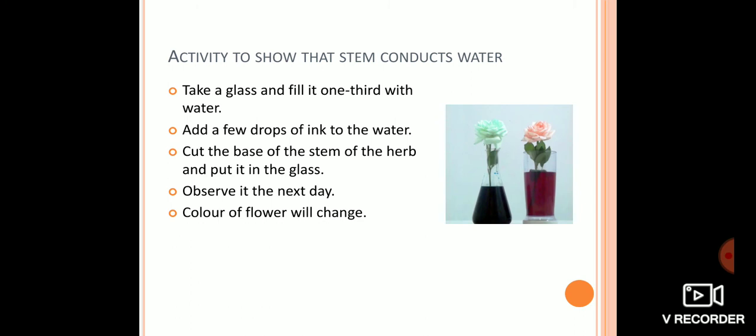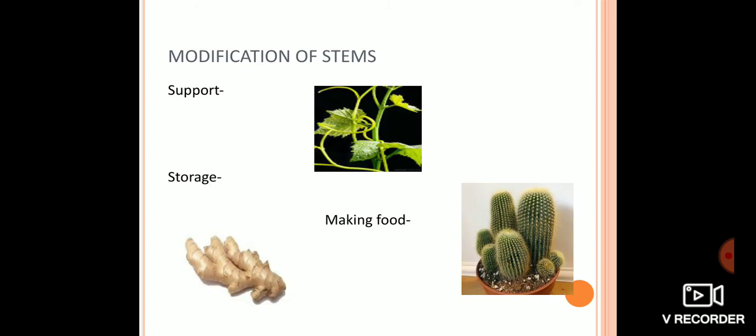What will happen? You will observe that the color of the flower has changed to red and green. How? Because the stem has transported this colored water to different parts including the flower, and that's how the flower got red and green color. So this proves the stem transports and conducts water. So by this experiment we prove that the stem absorbs water and minerals from the soil, or conducts the water. Okay, now see the next slide.